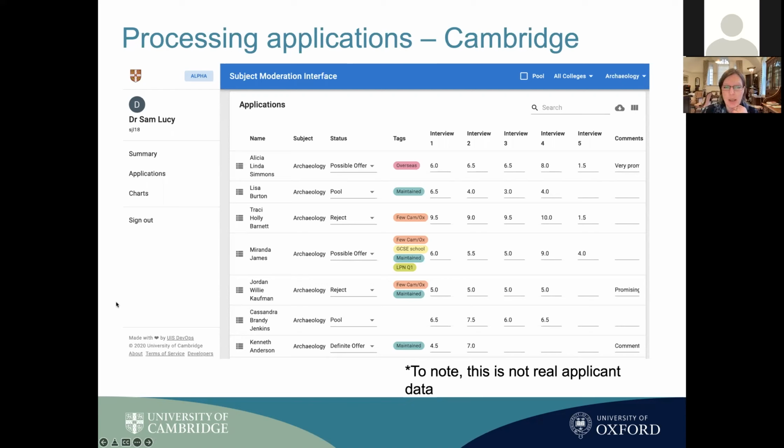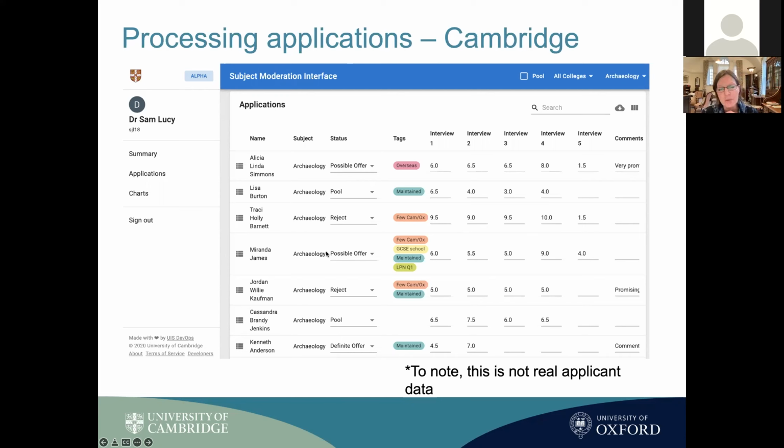So here, for example, we've got someone who's a possible offer, someone who is definitely going into the pool, someone who's a reject. These don't actually make any sense against these scores. As I say, this is mock data here. Somebody with scores like this would almost definitely be an offer, for example, with very, very high interview scores.